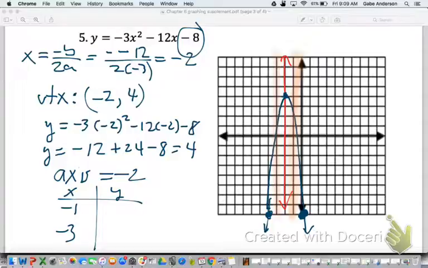Okay, can you show me how to do that? Sure. So if I erase all of this as best I can, except for my vertex and axis of symmetry, well, got some of the axis of symmetry. Oh well.